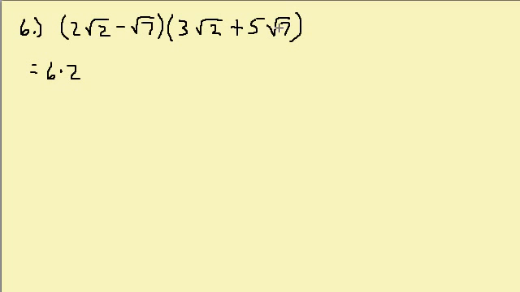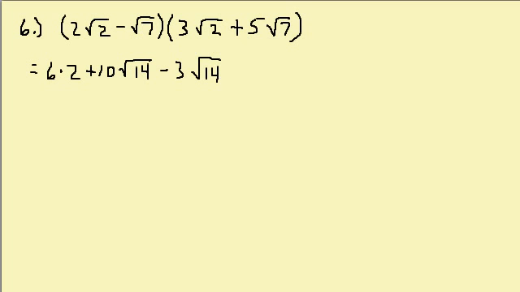Then I multiply the outside, so I have 2 square root of 2 times 5 square root of 7, so that's going to be plus 10 square root of 14, and then multiply the inside, negative square root of 7 times 3 square root of 2 is negative 3 square root of 14, and then the last, so negative square root of 7 times 5 square root of 7.